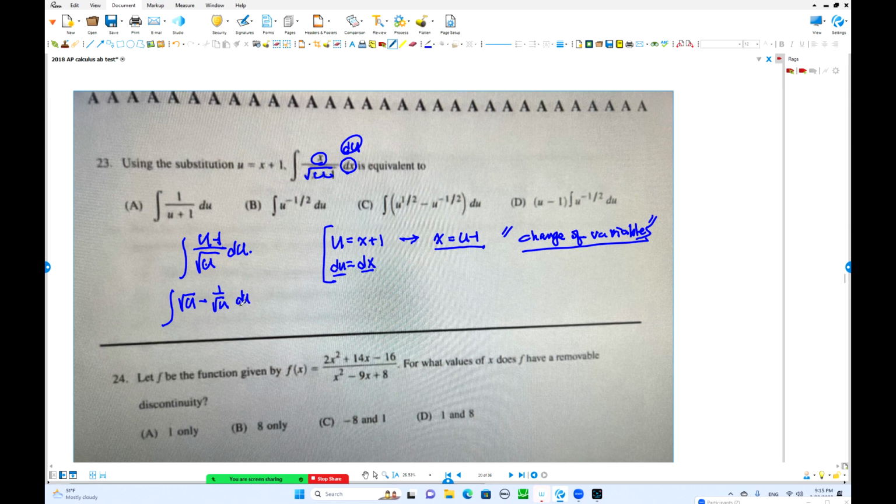We have this one. Oh, they're going to use exponent form, right? This is the exponent form, okay? Square root u is what? u to the half minus 1 over u to the half is negative 1 over 2, and du, okay? So choice C is the answer. Are you okay with this? Yeah. Use substitution.